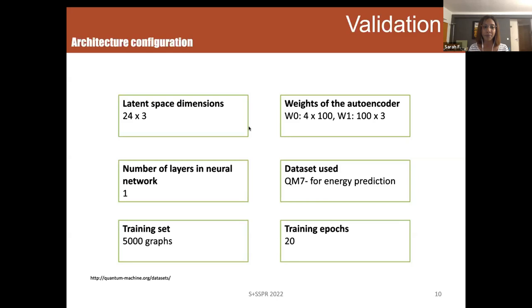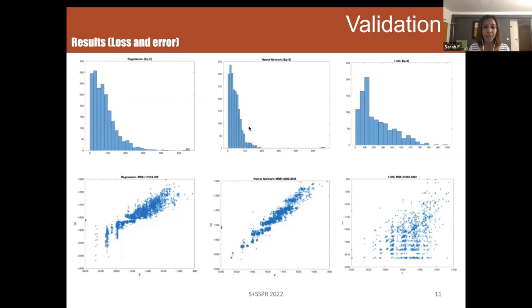And the data set is, well, relatively large. It's about 7,000 compounds. We used about 500 graphs of them. Of course, I forgot to mention that they were transformed into graphs, or pre-processed as graphs, so they can be used for the graph autoencoder. And 5,000 of those were used for training. The remaining 2,000 were used for testing. This was done over 20 training epochs.